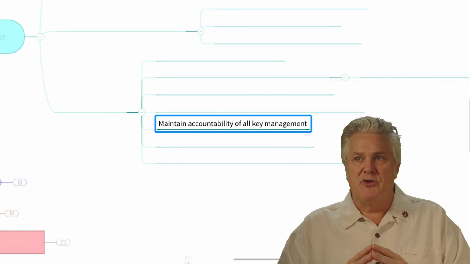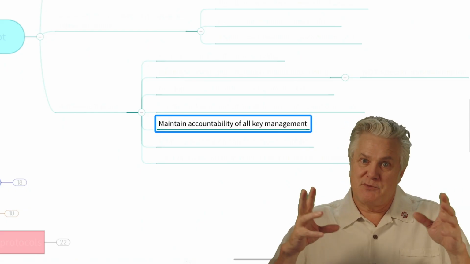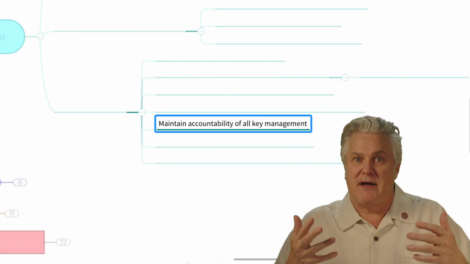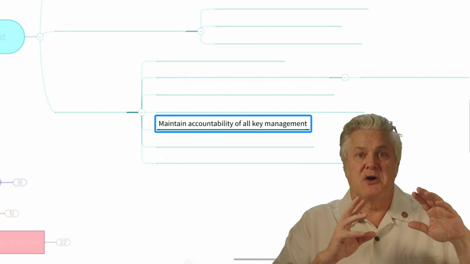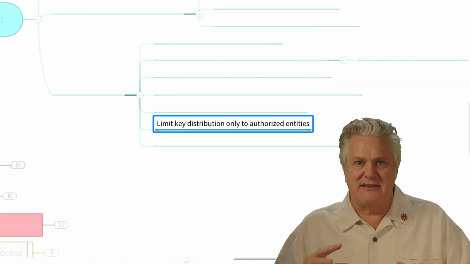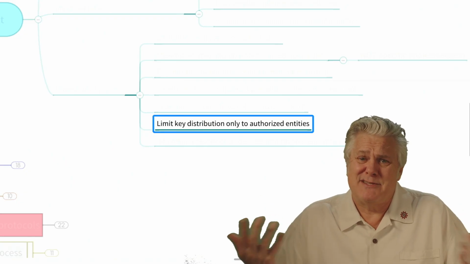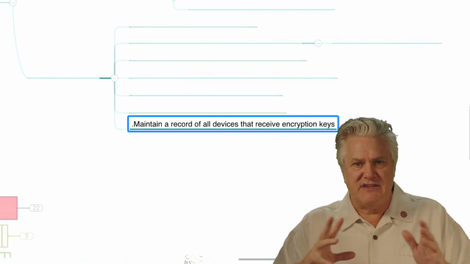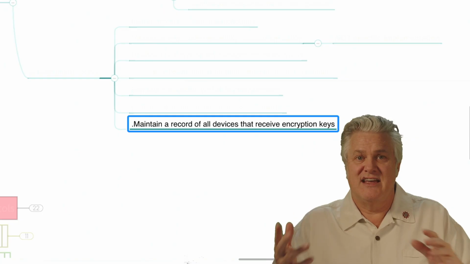We need to maintain accountability for all key management. That gets right down to end users, since they're protecting their keys with passwords. If they lose control of their password or they think their account has been compromised, they have to tell us about that as quickly as possible so that we can enact technical policies on the backside. Limit key distribution only to the authorized entities. I know that sounds silly, but every once in a while a developer will go, oh, you can go ahead and use this key. I've had it happen to me on the outside of organizations. And finally, maintain a record of all the devices that receive the encryption keys. We need to track that as we go along, and we're going to cover all of this in this particular recording.